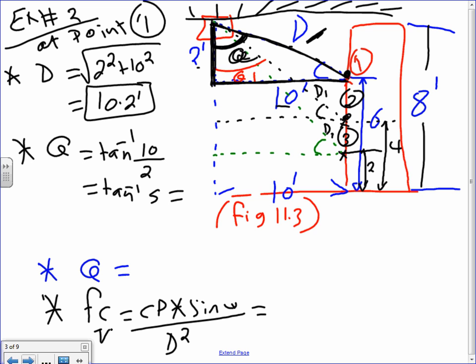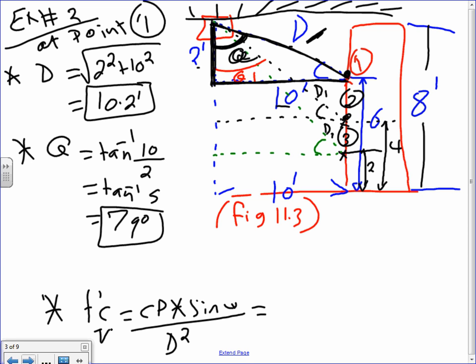And what's the angle that has a tan of 5? 79 degrees. Gentlemen, you have just mastered that. Okay? So angle Q is 79 degrees.